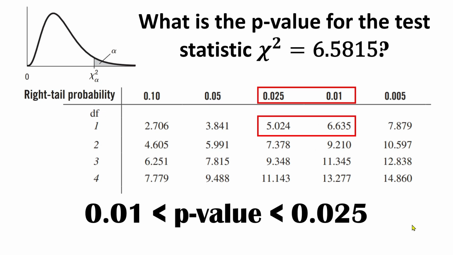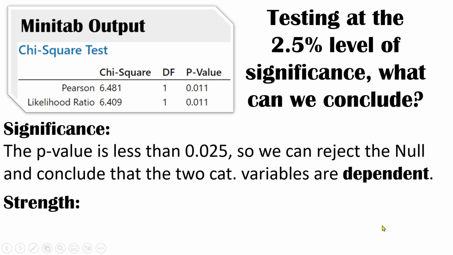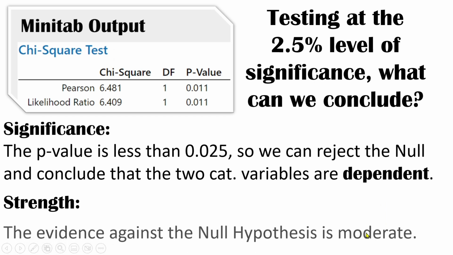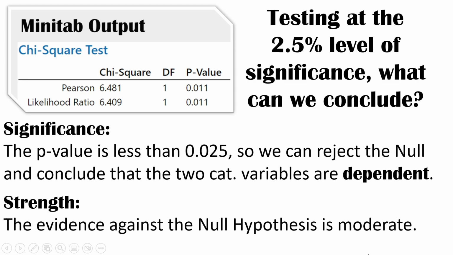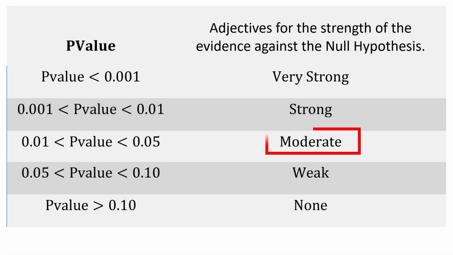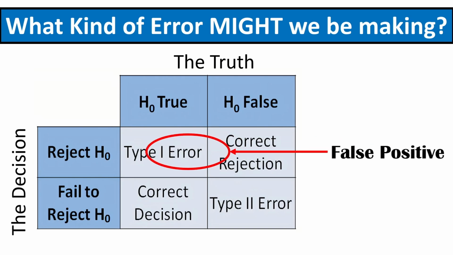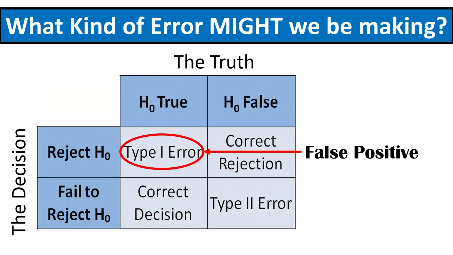Okay, skipping ahead of this. There we go. Right, so we can conclude that the two categorical variables are dependent. And as far as the strength of the evidence, the strength of the evidence against the null hypothesis is only moderate. And that's because of where we are here on this table. Okay, so we're just about done. Let's see, what kind of error might we be making? We rejected the null hypothesis, so that means we could have made a false positive. That's possible.